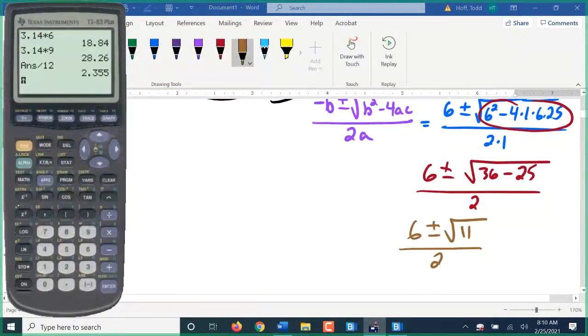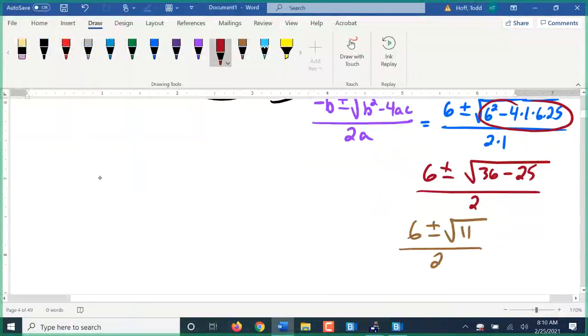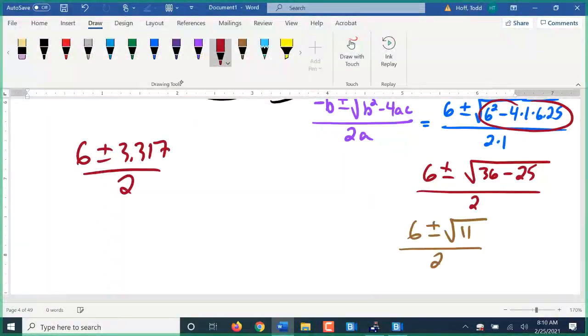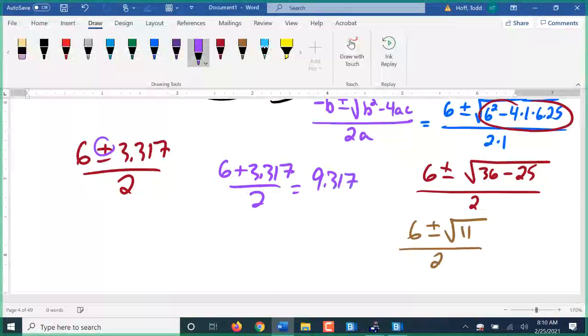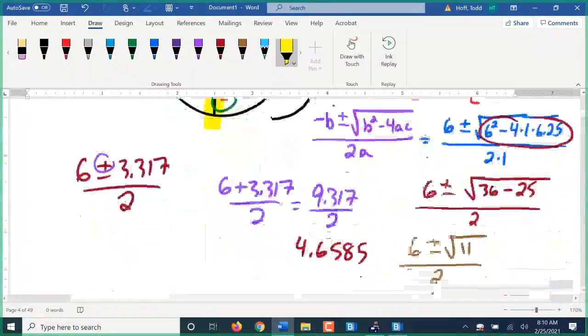So we'll do the square root of 11 quick, which is 3.317. So this is 6 plus or minus 3.317 over 2. Let's do the plus first. 6 plus 3.317 over 2 is 9.317 over 2, which divides out to be 4.6585. That can't be, because the radius here is only 3 centimeters. Can't have that piece be bigger than the radius.